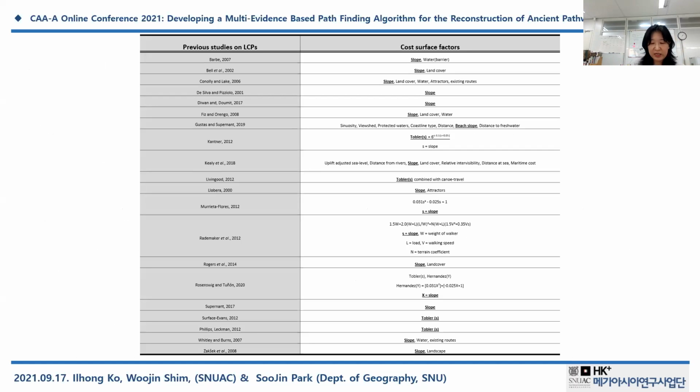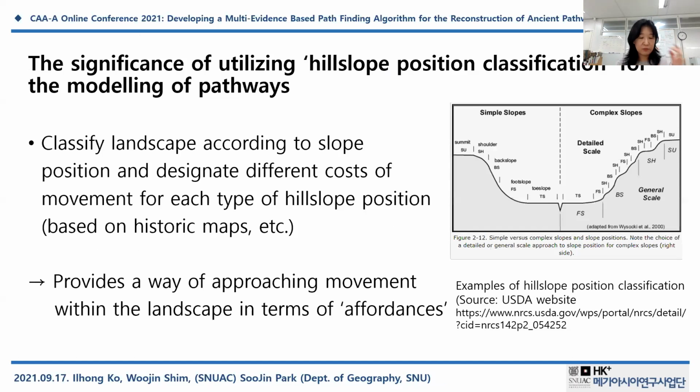Now, as you can see here in this table summarizing some of the literature on the modeling of least cost paths, hill slope position classification has yet to be utilized as a cost factor. And this is why this is a significant aspect of our research. So I suppose I should begin by explaining what hill slope position classification is and why its use in the modeling of pathways is significant. Well, in geography, there have been various attempts to classify the different positions of a hill slope, so as you can see here in this figure.